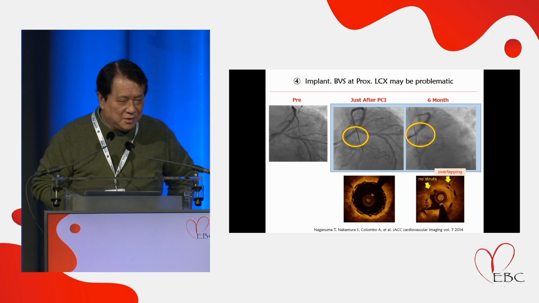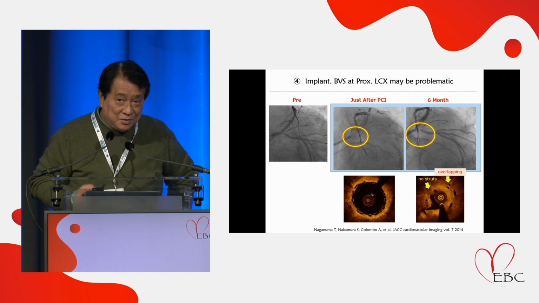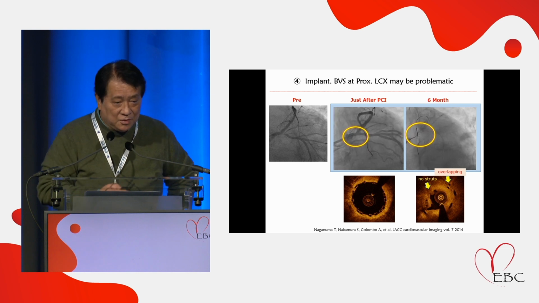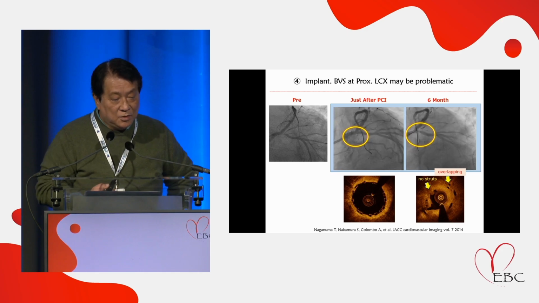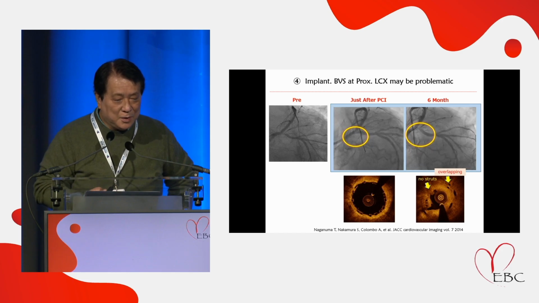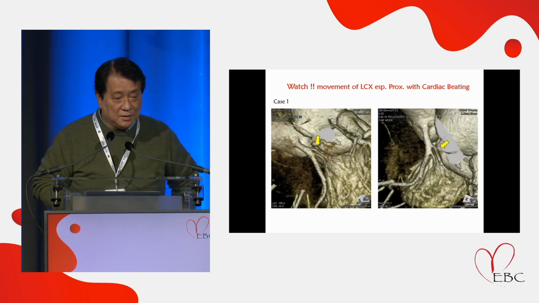Number 4: this is an implanted BVS, which you already forget about. Just 6 months after implanting the circumflex ostium, the patient came back with recurrence of symptoms, and you can see on OCT the collapse of the BVS in the circumflex ostium area. So I said at that time, do not chase the circumflex too much, it's a different animal. This is a very unique part of the coronary artery, the so-called hinge point, with moving and twisting. It's not so important compared to the LAD and left main for keeping the ejection fraction of the patient's heart.